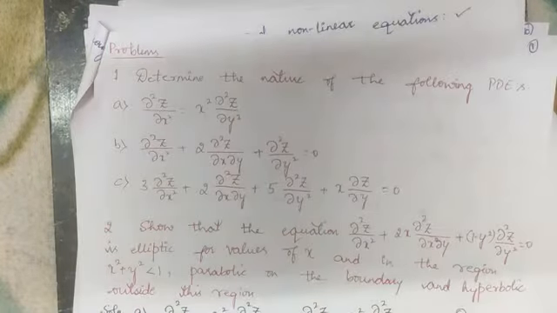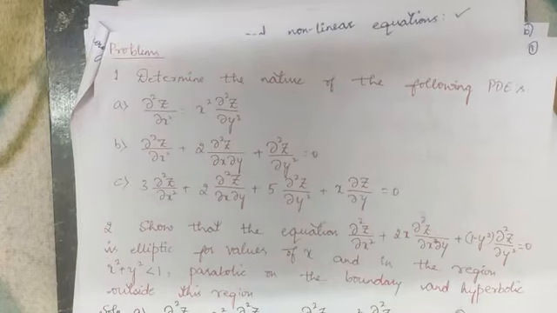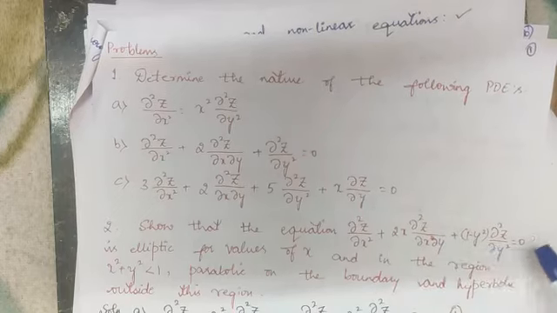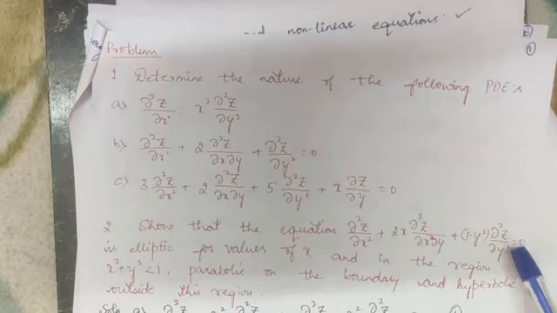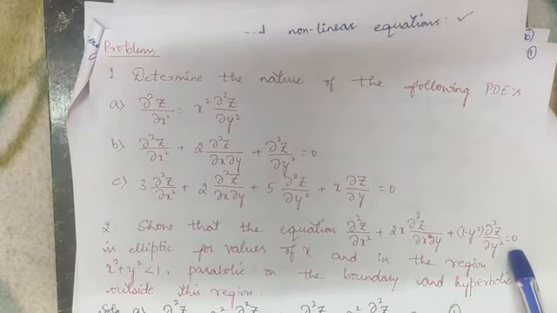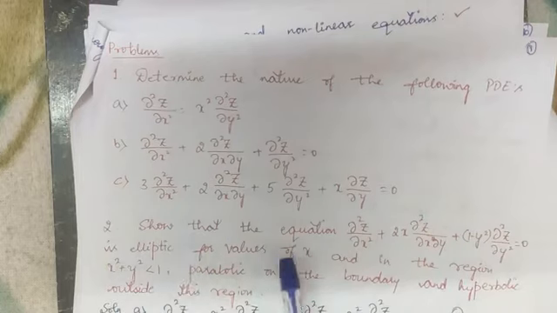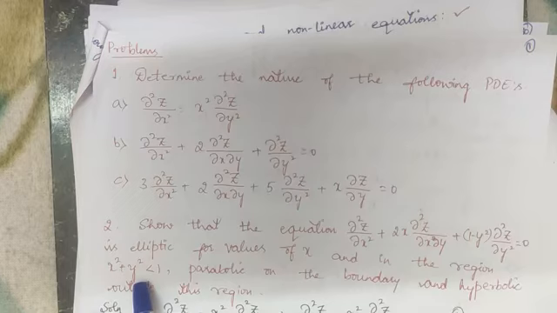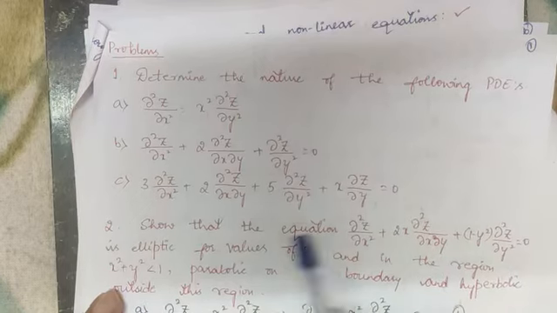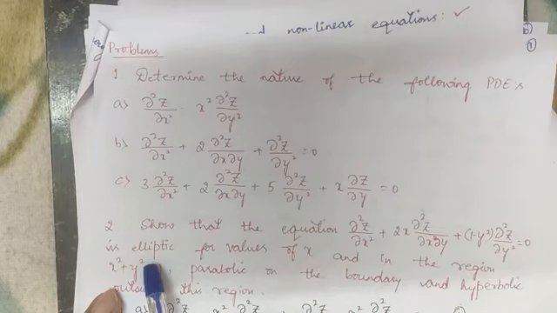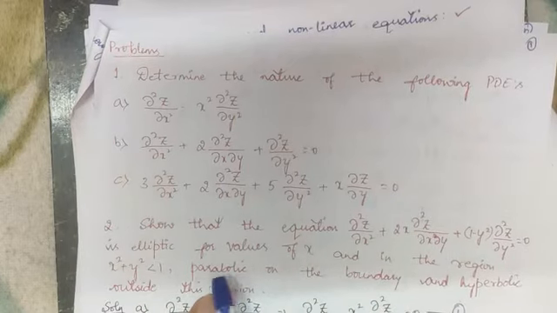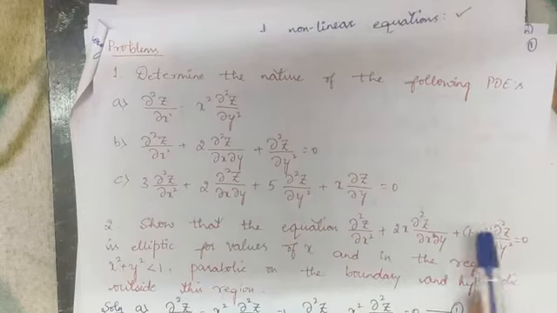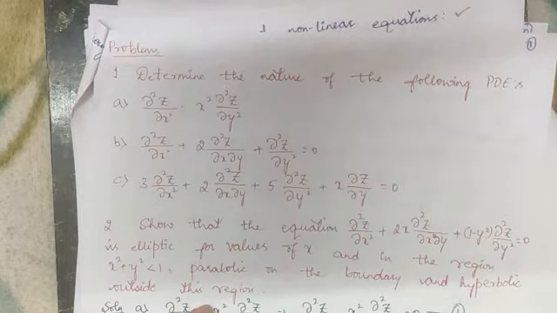We have one more problem: show that the equation ∂²z/∂x² + 2x ∂²z/∂x∂y + (1 − y²) ∂²z/∂y² = 0 is elliptic for values of x and y in the region x² + y² < 1. In this region, your equation should act as an elliptic. And this equation should be parabolic on the boundary. And one more thing they have mentioned is this equation should be hyperbolic outside the region.